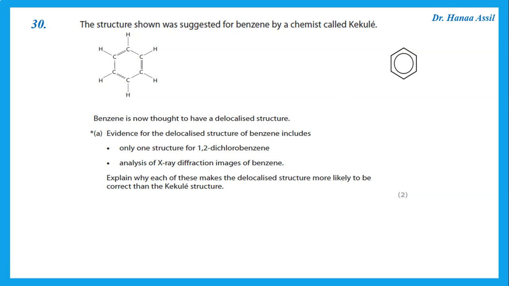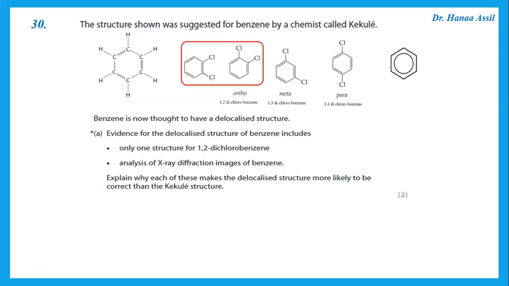1,2-dichlorobenzene is present. So this is 1,2-dichloro. We can have 1,4, which is the para, that's 1. We can have 1,3, which is in the middle there. But if we want to put 2 chlorines adjacent to each other, if the Kekulé structure is correct, we said we should have 2 of them. One in which the 2 chlorines are next to each other with a single bond in the middle, or the 2 chlorines are next to each other with a double bond in the middle.